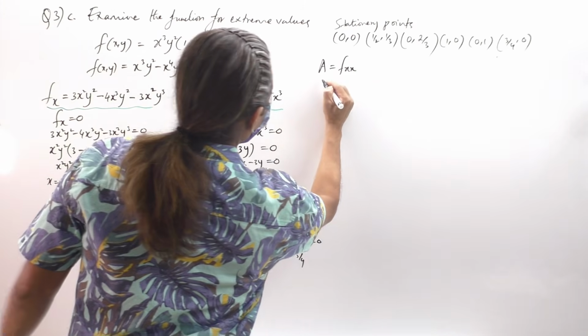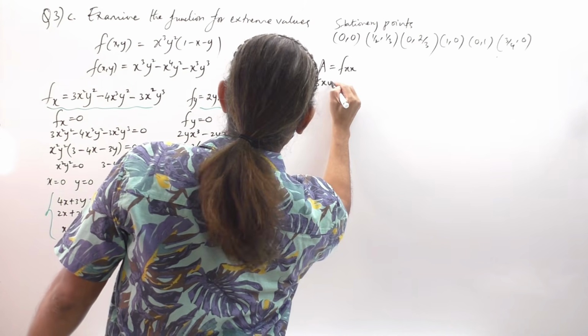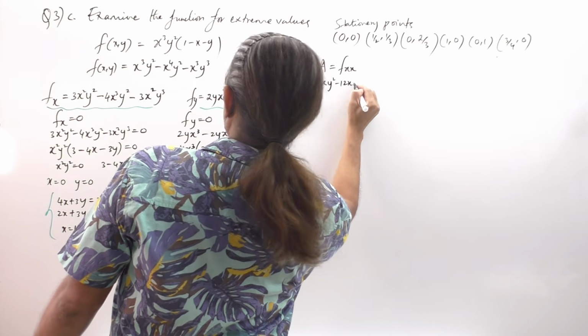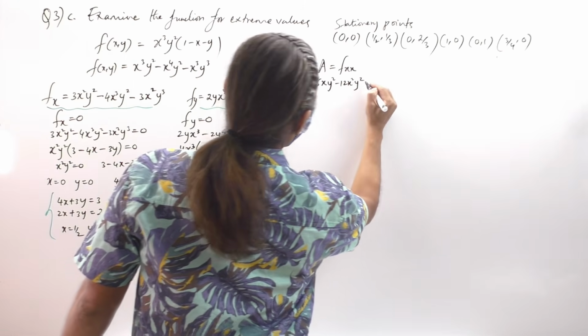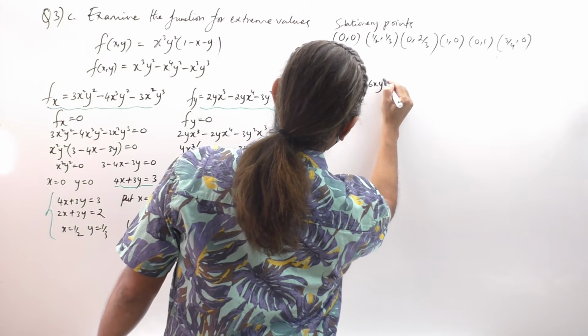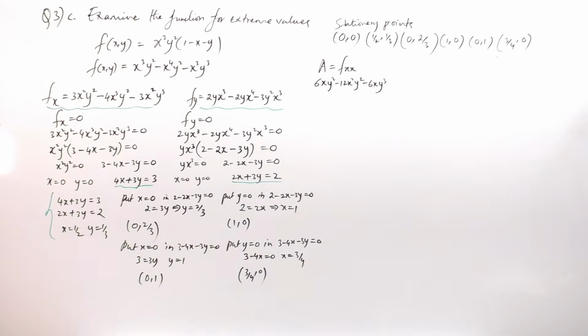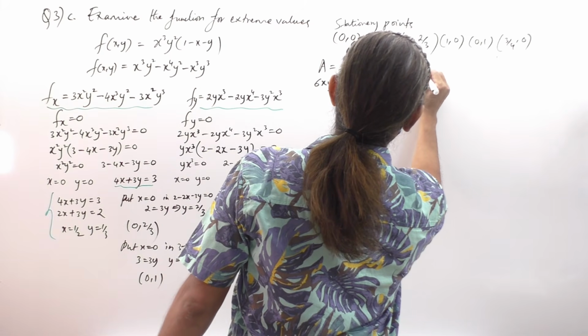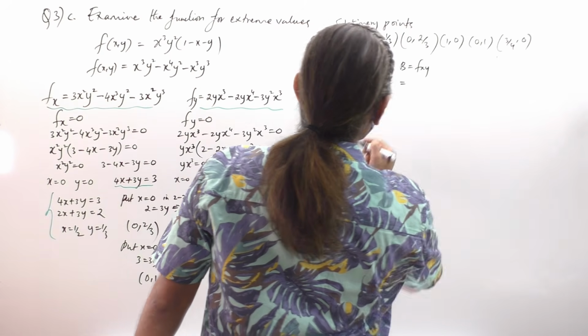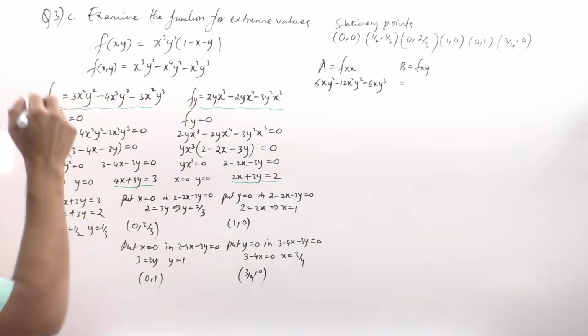So this will be 6xy² minus 12x²y² minus 6xy³. Perfect. Okay, right. Next, b is equal to fxy, meaning the partial derivative of this with respect to y.